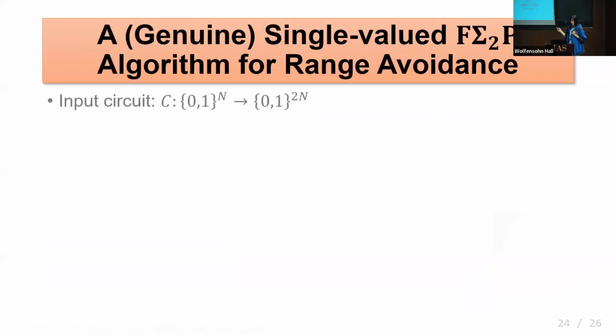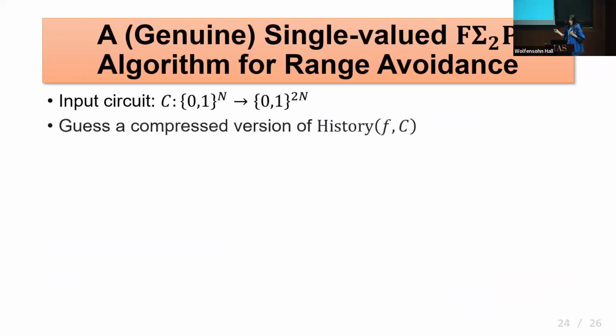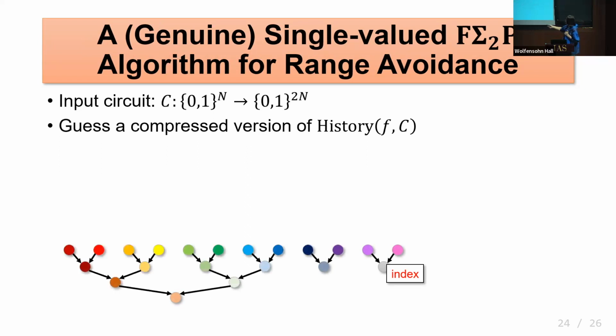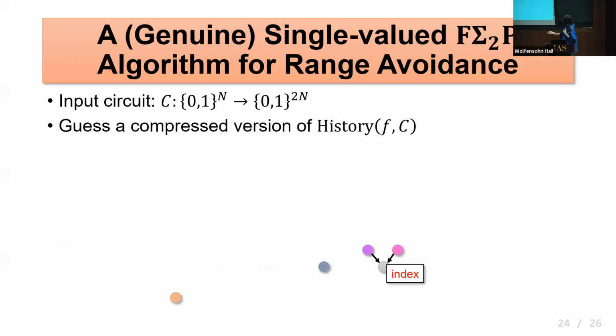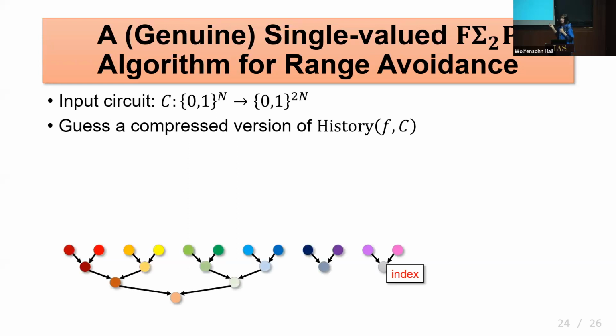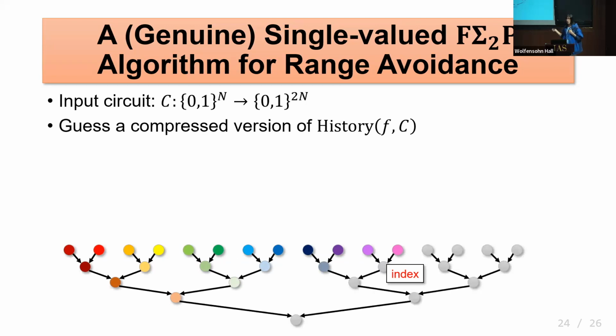So on input circuit C, what we do is we get a compressed version of the history, which consists of a few nodes, and they will extend to a whole GGM tree. If you want to know what's the value at this node, you first see if it is a descendant of some string in the nodes you guessed, and if it is, then you run decompression on GGM and get the value of this node. Otherwise, it's just a failure symbol. So again, what is the algorithm here?